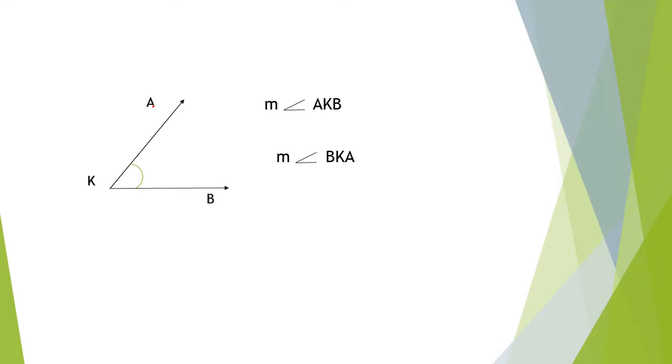Angles are named after 3 points. For this angle, we can write measure of angle AKB. K is the corner point, the vertex. The middle letter should be the vertex, where A and B are replaceable. We can also write it as angle BKA. When you have to measure an angle and you are confused by the arms of the angle, a good idea is that you should take care of the vertex.